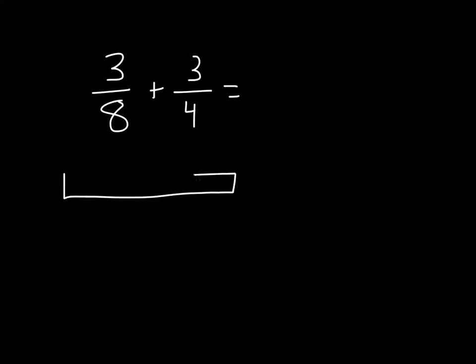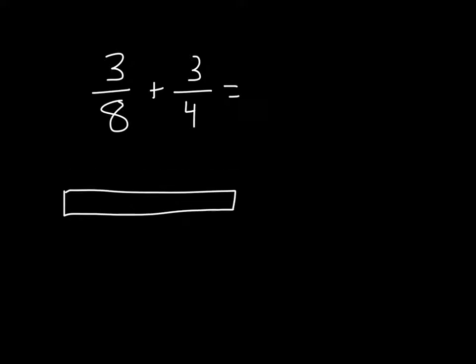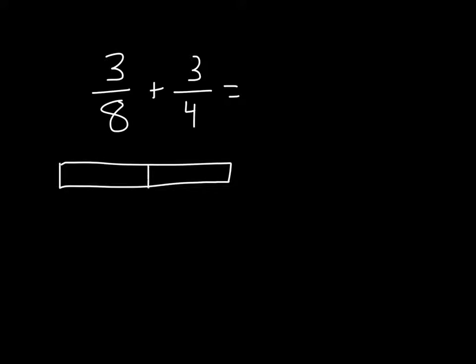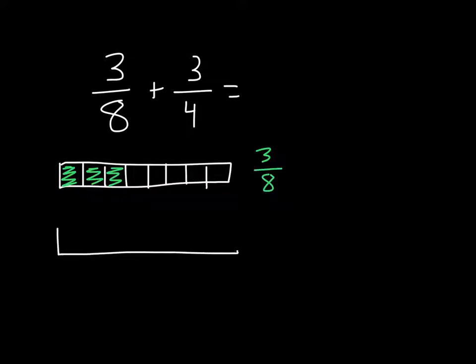I'm going to start by drawing tape diagrams for both of these fractions. So here I'm going to divide this tape diagram up into eighths, and I'm going to shade in 3 of them. That represents my first add-in, 3/8. And now I'm going to draw another tape diagram about the same size, and I'm going to divide that into fourths, and I will shade in 3 of those to represent my 3/4.